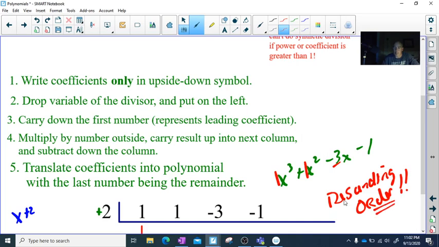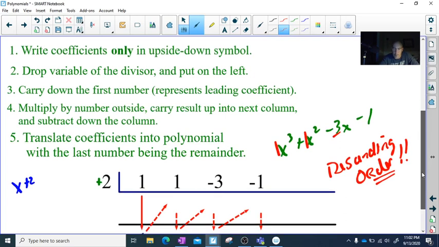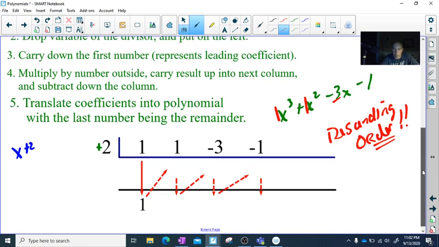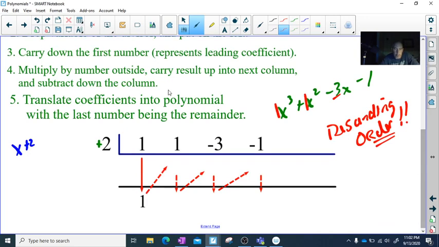That's really important, actually. Make sure they're in descending order. And then we're using here kind of a, so it's not your regular divide sign. It's kind of like an upside down divide sign. There's a bunch of lines and stuff here in this first one just to help you with the pattern. It's a pattern. Like much of math, it's a pattern.